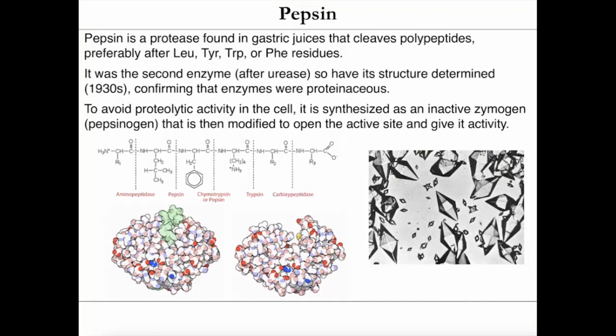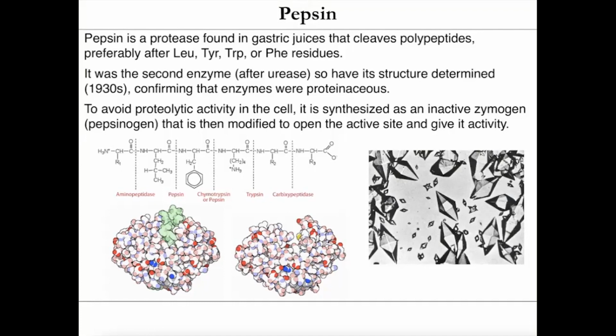peptidases that will cleave those proteins to release the amino acids so you could use those to make proteins in your own body or use them for energy. And so pepsin preferentially cleaves after leucine, tyrosine, tryptophan, or phenylalanine residues, so larger aromatic or hydrophobic residues.